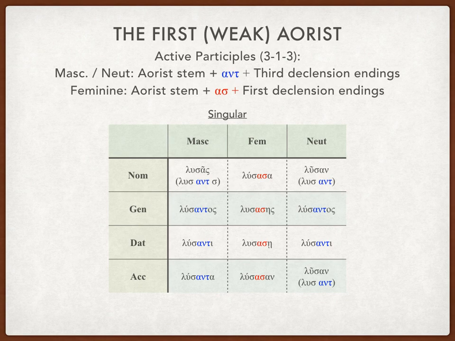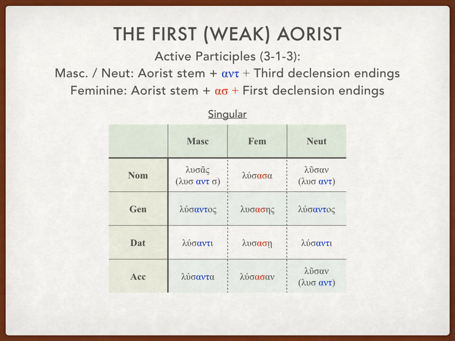Genitives, lusantos. Feminine, lusases. Neuter, lusantos. Remember, 3-1-3. Datives, lusanti, lusase, first declension. Lusanti, back to third. Accusative, lusanta, lusasan, and lusan. Remember, neuters copy the nominative and the accusative every time. So again, there's no real new thing to follow here. It's all following the 3-1-3 system that you've already learned for adjectives.